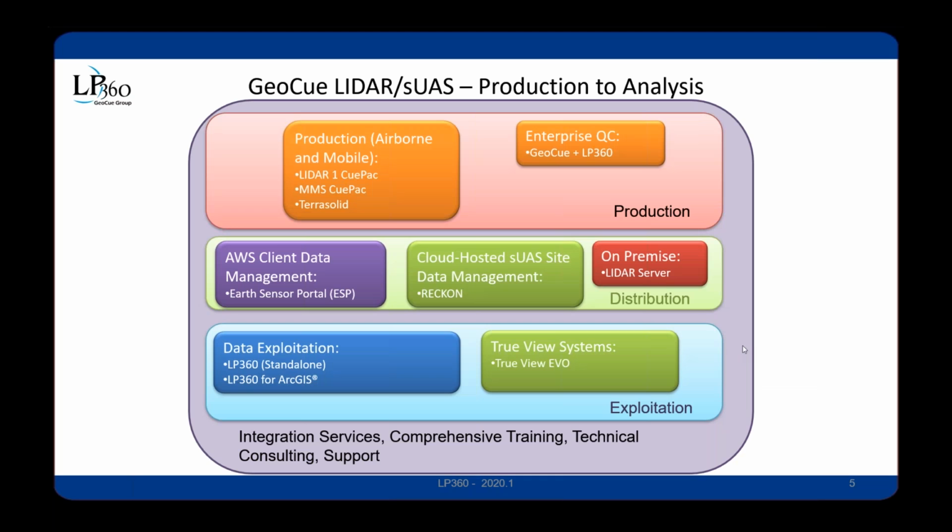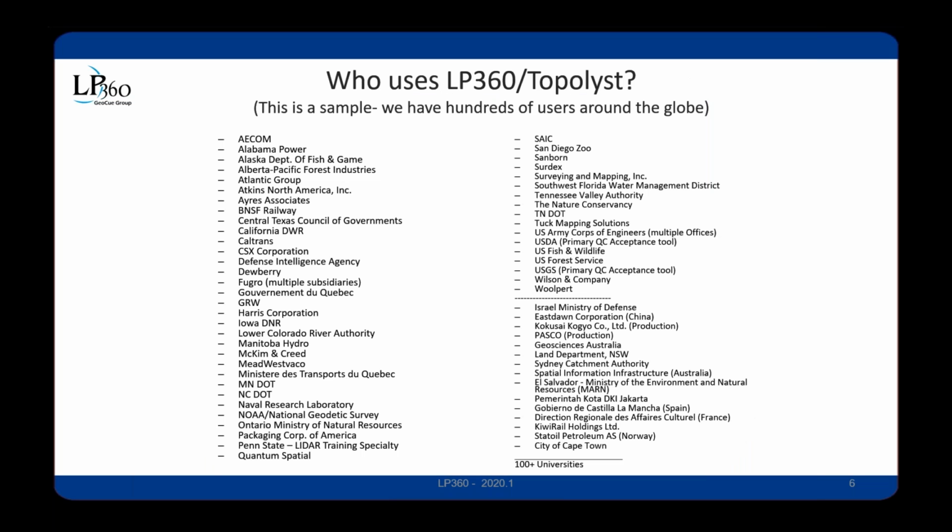If you look at our LiDAR tools on the airborne and mobile side, as well as UAS, I think of them as 3 tiers. The production tier, so again, this is people who are flying sensors, whether it's drone or manned or mobile. Distribution: how do you get data to constituents, or how do you get it from production to QC. And finally, exploitation. The exploitation area is what we'll talk about today. This is where you take the LiDAR data and extract information from it.